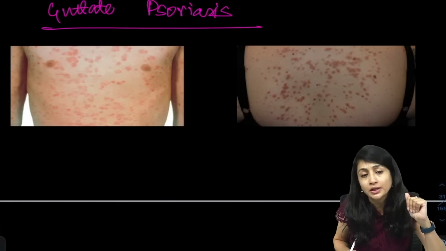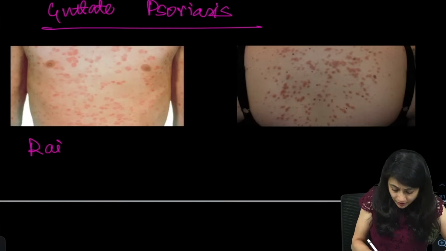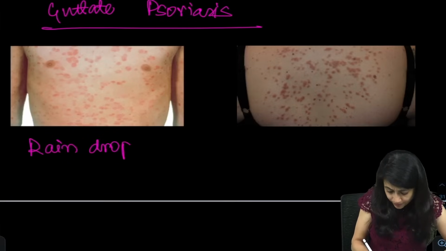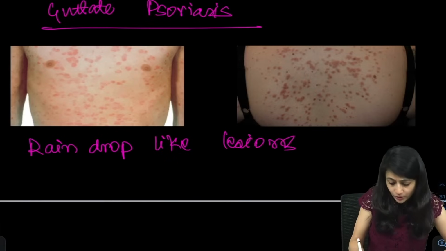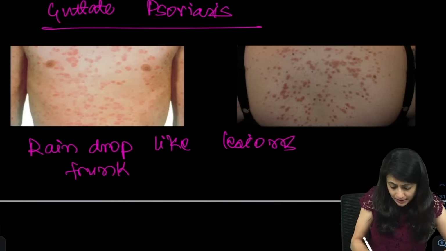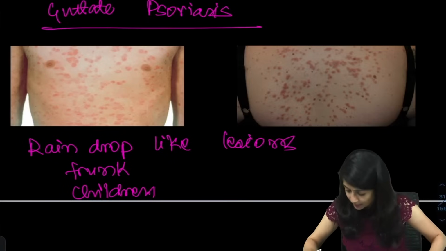This is a typical case of guttate psoriasis where you have raindrop-like lesions. So lesions are present like raindrops all over the trunk, typically seen in children. What is the treatment for guttate psoriasis? Give me that.